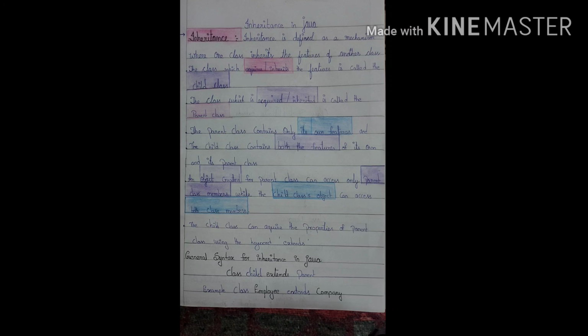Today we are continuing our Java series. So let's start with part 3, which is inheritance in Java. Inheritance is defined as a mechanism where one class inherits the features of another class, which means that the child class which is going to inherit can acquire the properties of the parent class.